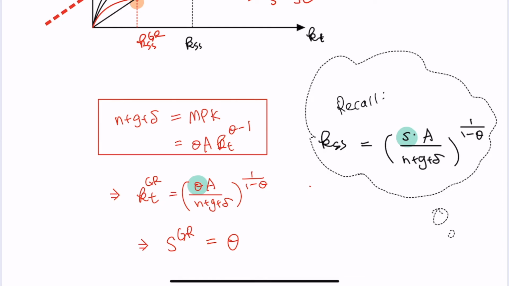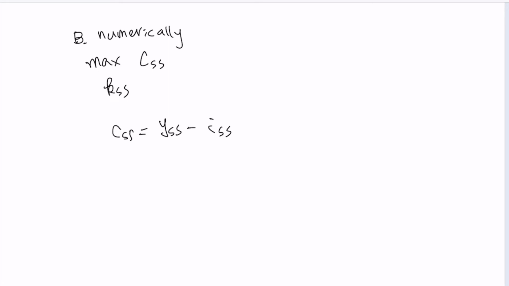Now we want to solve for it numerically. To solve for the saving rate that maximizes the consumption numerically instead of from the Solow diagram, we are trying to find a capital stock in the steady state that maximizes the consumption. Given that consumption equals the output minus the investment, here we can plug the production function into Y and plug the steady state condition into I. And then we can solve for the maximized consumption by choosing the K.